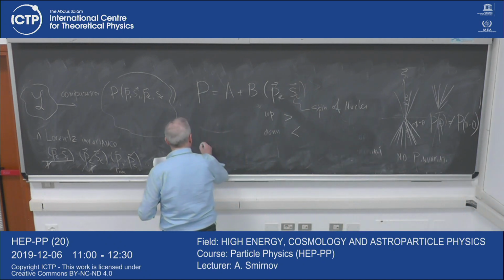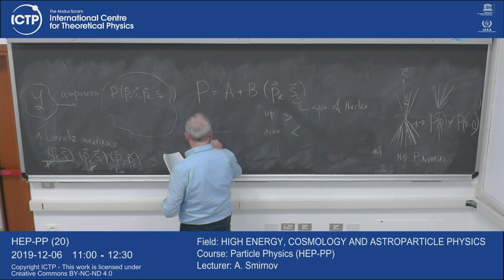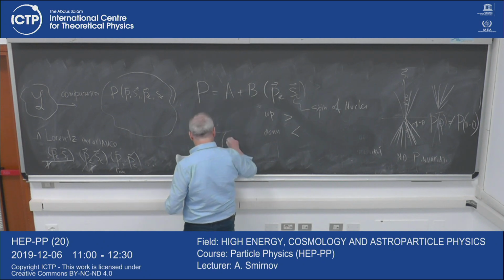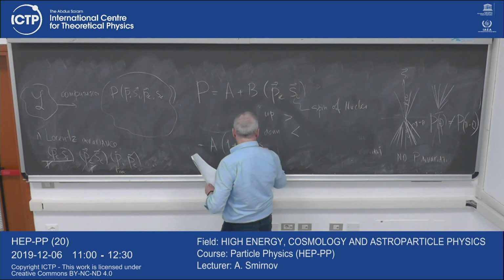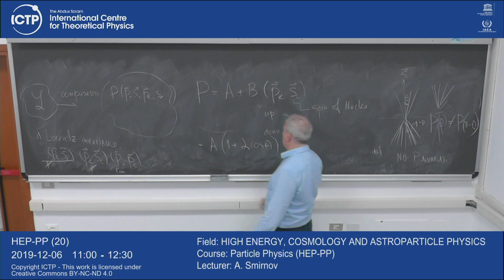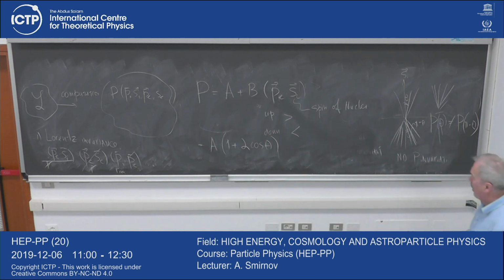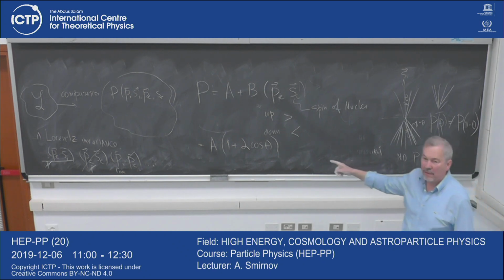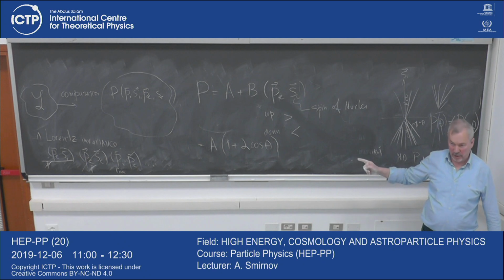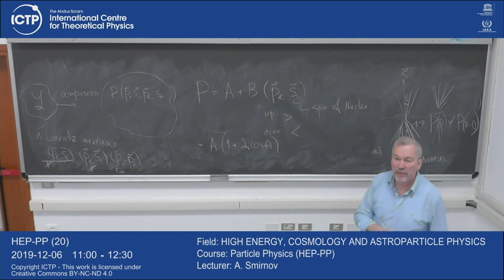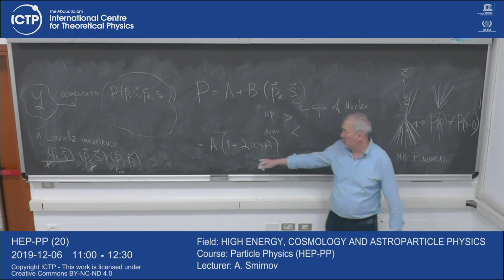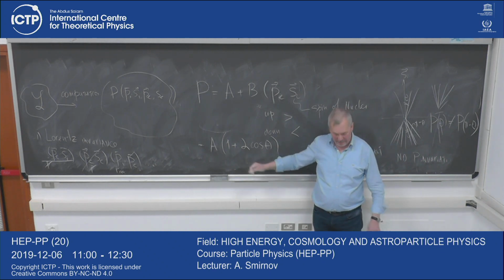So usually what people write here is that probability is proportional to A, here 1, plus alpha cosine theta. That can be written in this way, where alpha is some parameter. This parameter alpha can be computed eventually, right? If you know the Lagrangian, then eventually all these computations are reduced to just finding what is this alpha.